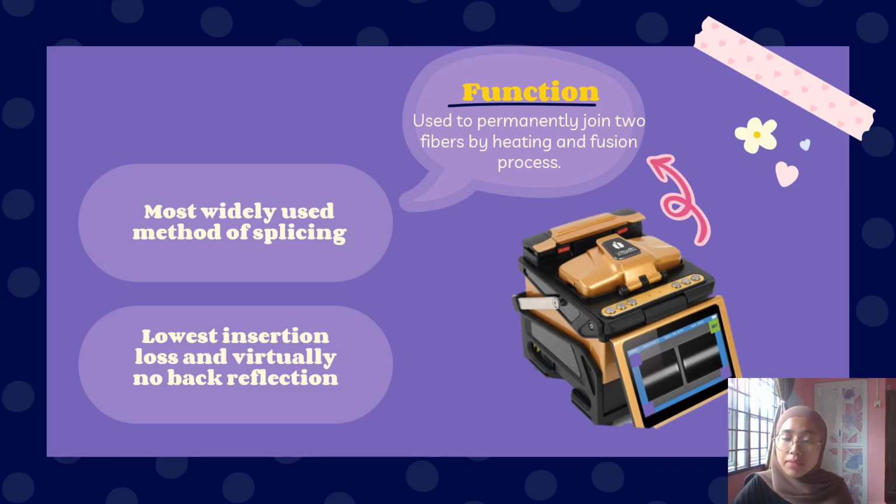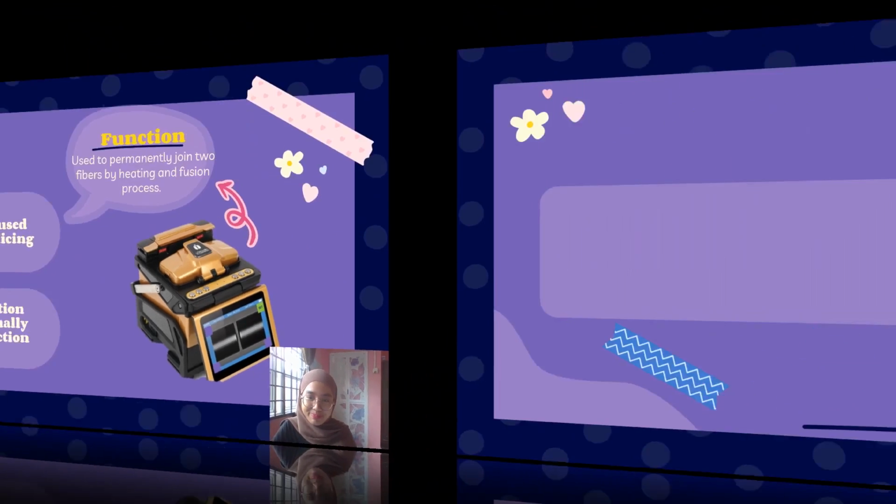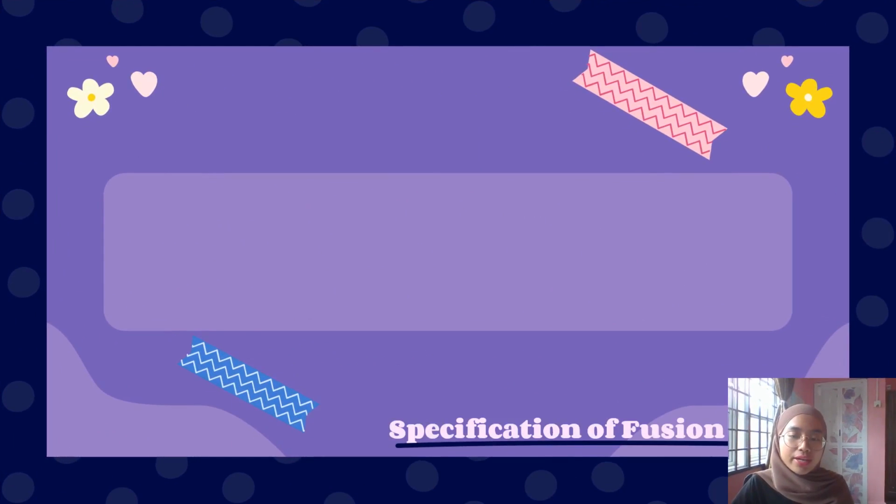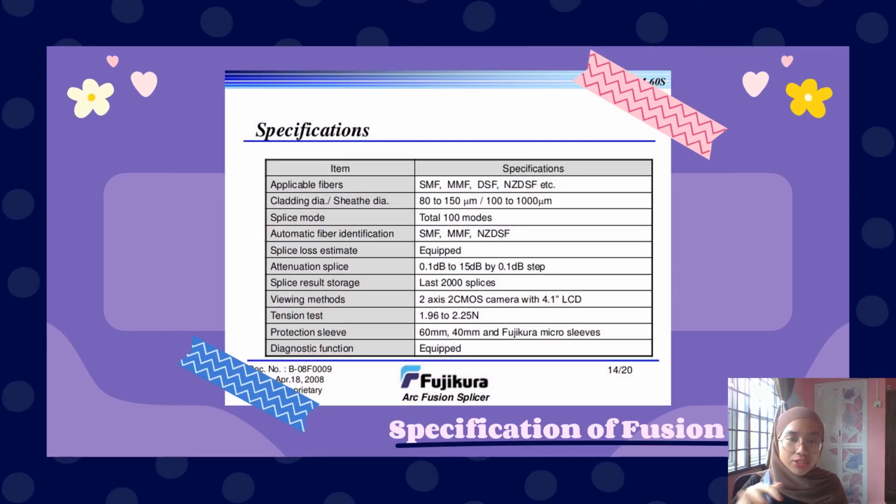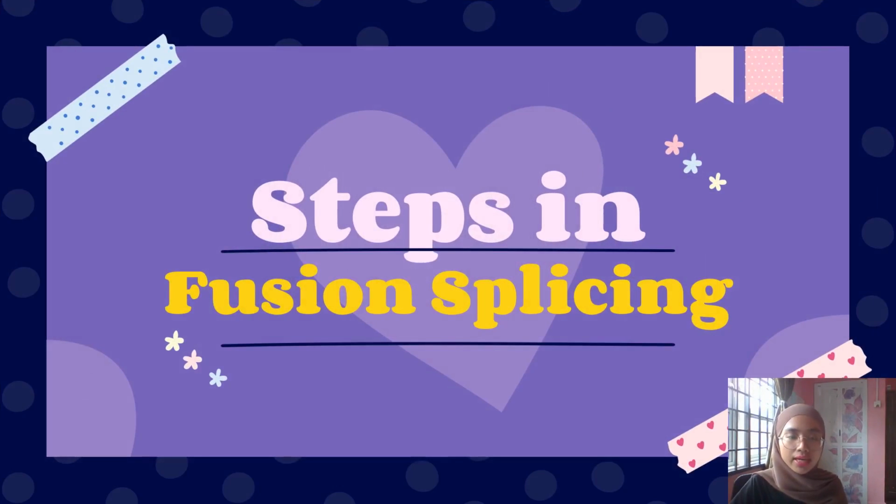So this is the image of the fusion splicer. Okay, next is the specification of the fusion splicer. So I just attached the image of the details, the specification of the equipment that I got from Google too. Okay, the last is I will explain about the steps in fusion splicing.